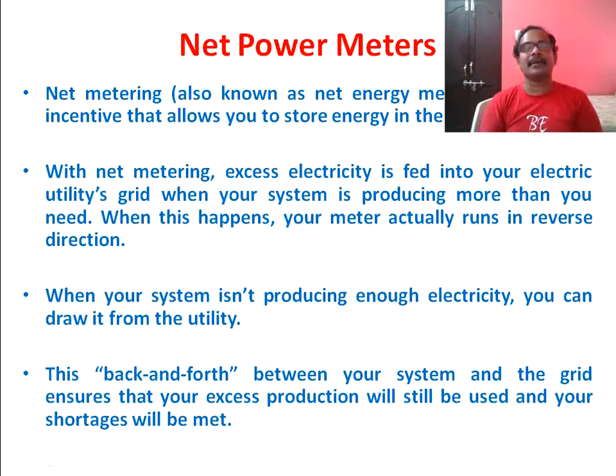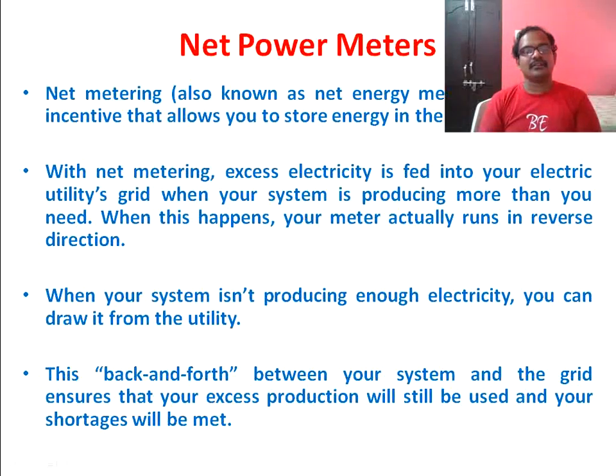The last balance of system component is the net power meter. Net metering, also known as net energy metering, is a solar incentive that allows you to store energy in the electric grid. Confused? So let's discuss this in detail. With net metering, excess electricity is fed into your utility grid when your system is producing more than you need. When this happens, your meter actually runs in the reverse direction.